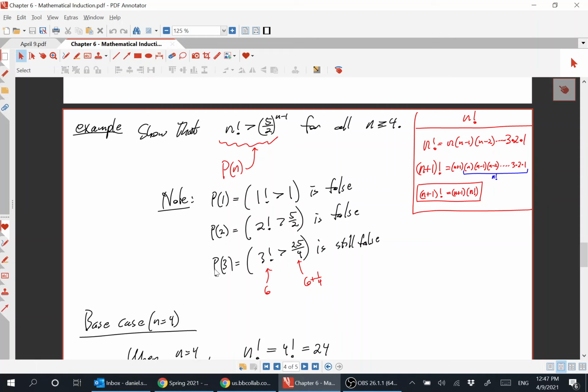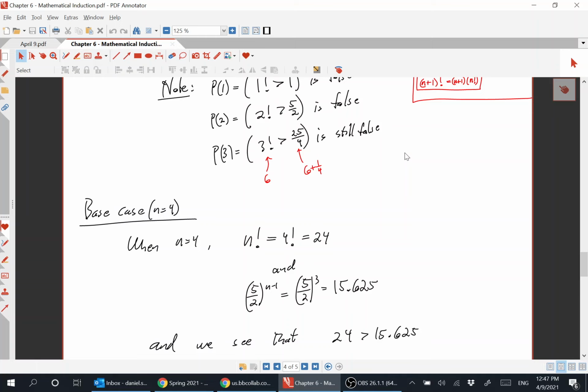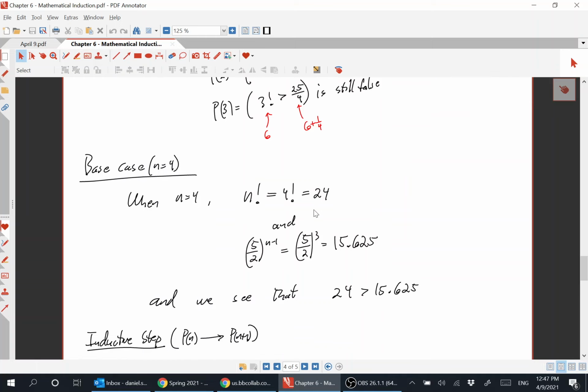1 factorial is 1, and that's not bigger than 1. 2 factorial is 2, and it's not bigger than 5 halves, which is 2.5. 3 factorial is 6, which is not bigger than 5 halves squared, which is 25 over 4, which is 6 1/4, still false. It doesn't become true until n equal to 4, in which case it stays true after that.